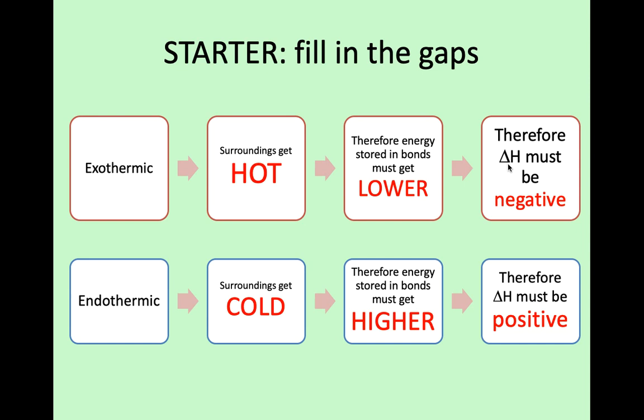In contrast to that, in an endothermic reaction, the surroundings get colder, we know that. Therefore, if we're talking about the chemical system, the amount of energy trapped in the bonds, it must have got higher as the reaction has proceeded, because energy has been drawn from the surroundings and is now locked up in those chemical bonds. Therefore, the delta H, or the change in energy, must be positive.